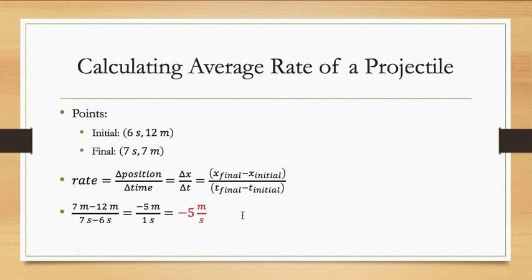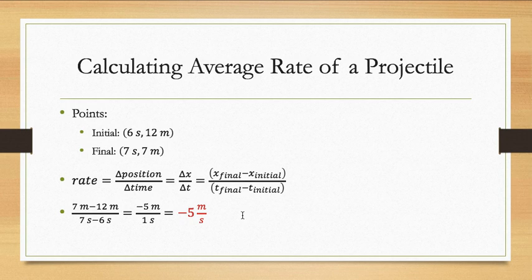And this makes sense that it would be negative because now the motion is in the opposite direction, right? The ball started off going upwards, but now it's moving in the opposite direction. It's moving downwards, so we give that a negative rate, okay?